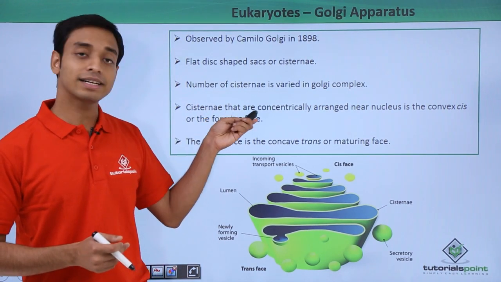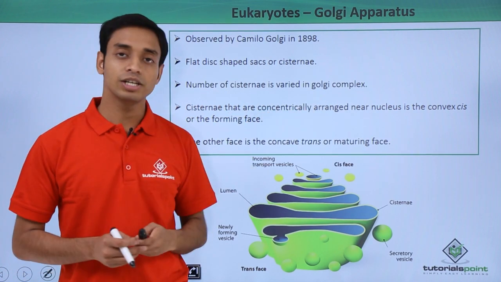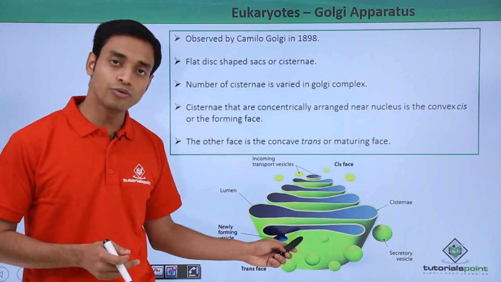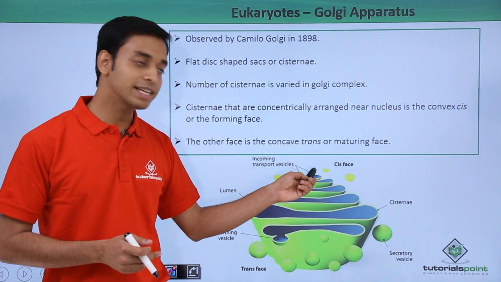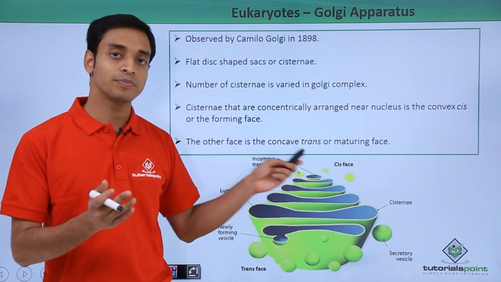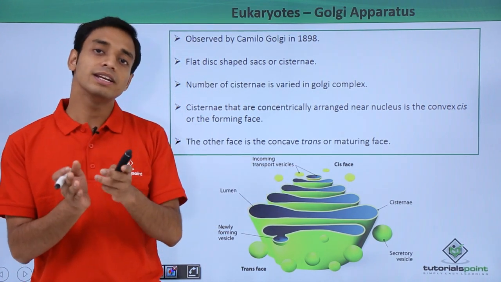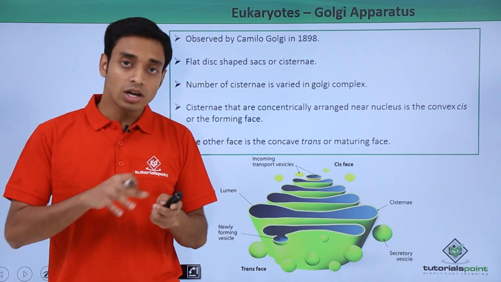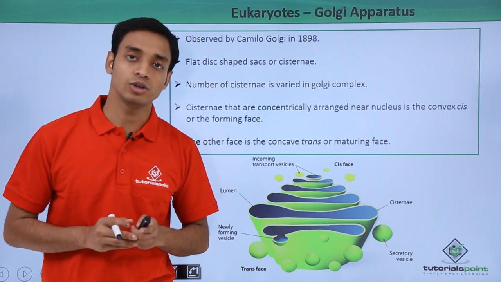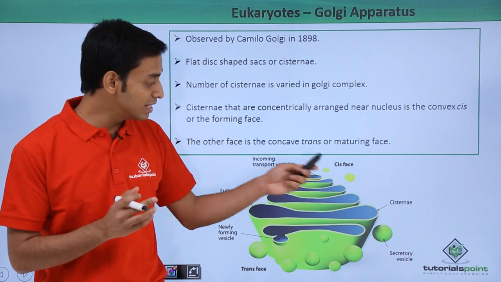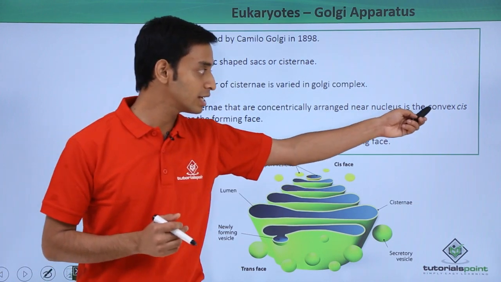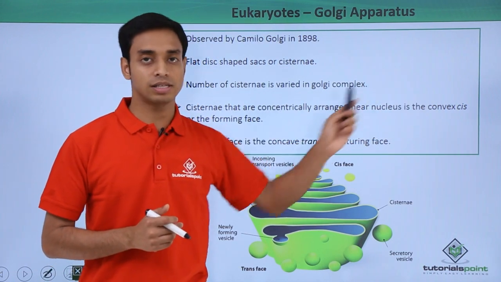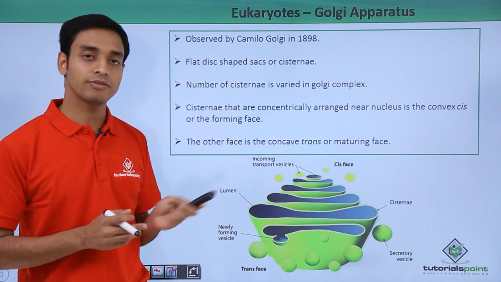The cisternae are arranged near the nucleus. So it has got two phases. This area is known as the cis phase. It remains near the nucleus and is concentrically arranged around the nucleus. So the phase which is nearer the nucleus is known as the cis phase. It is also known as the convex cis phase or the forming phase.